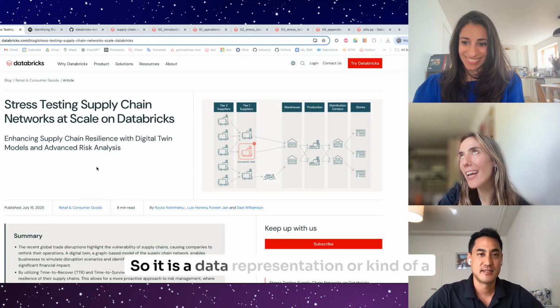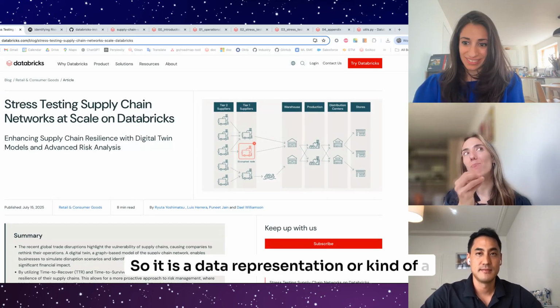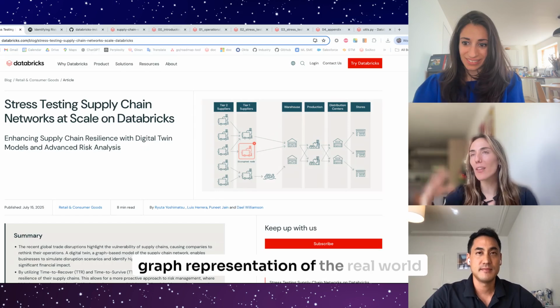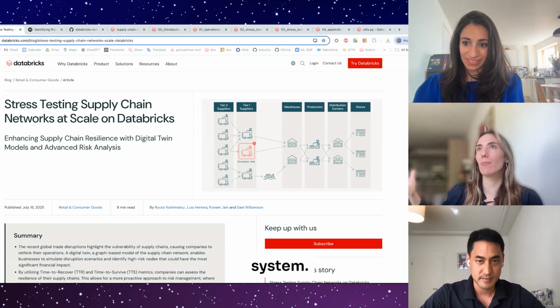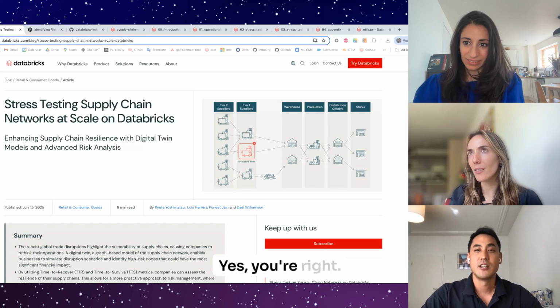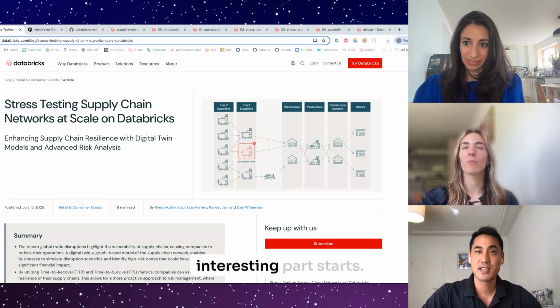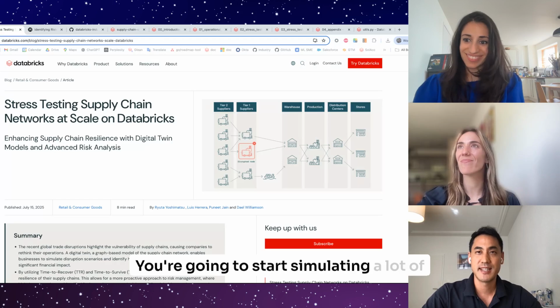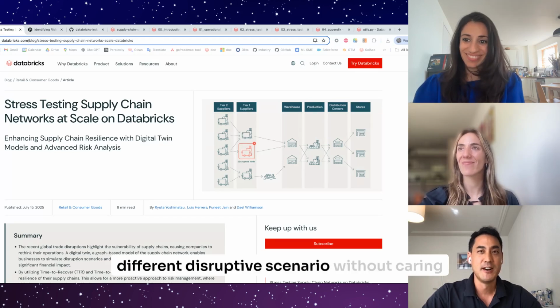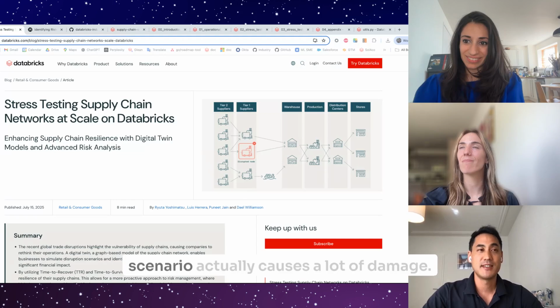So it is a data representation, or a graph representation, of the real-world system. We're trying to map the real world into a graph. And once you have that mapped out, then the interesting part starts. You're going to start simulating a lot of different disruptive scenarios without caring about the likelihood, and see which disruptive scenario actually causes a lot of damage.